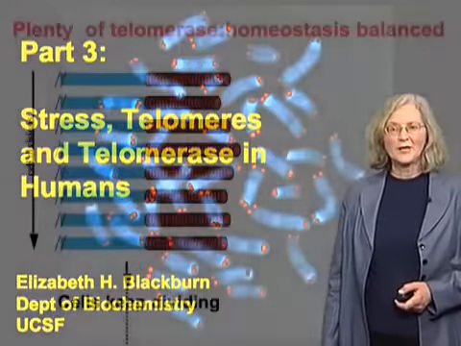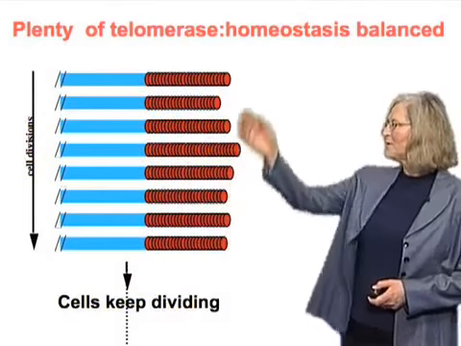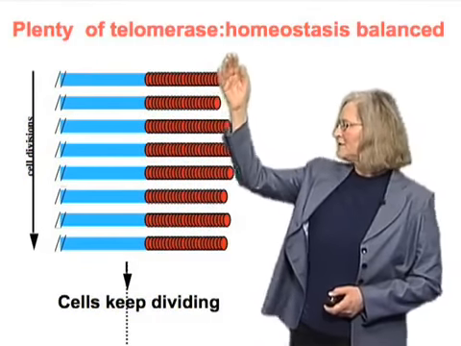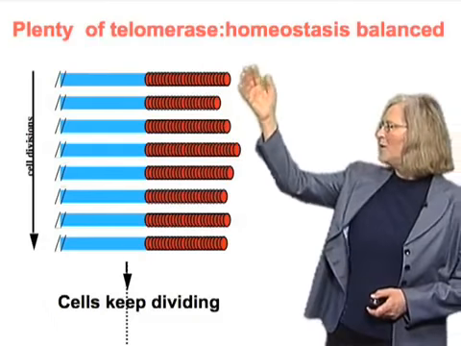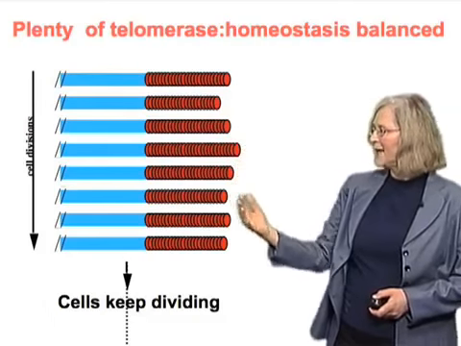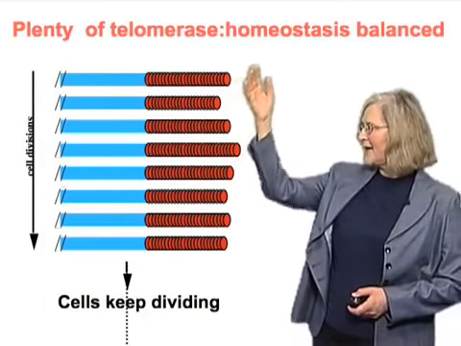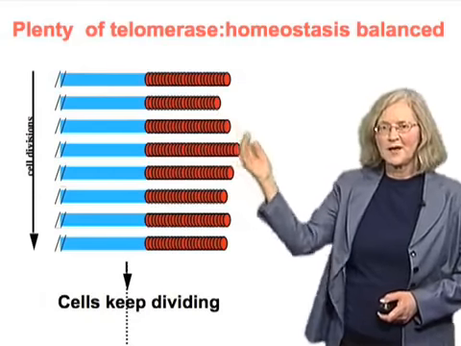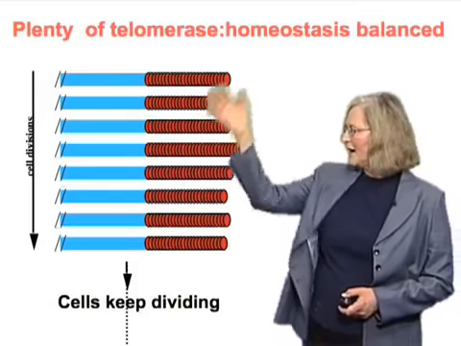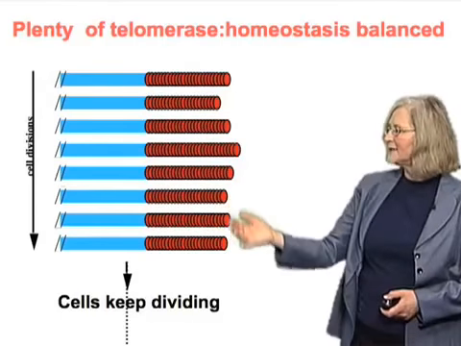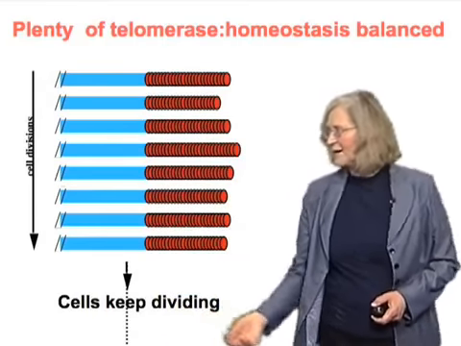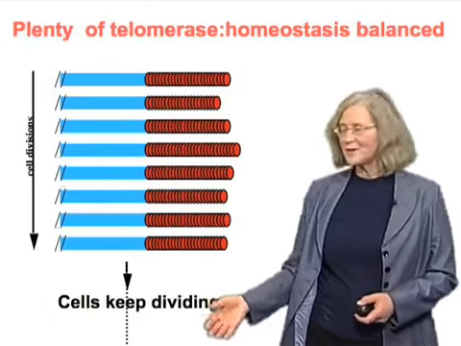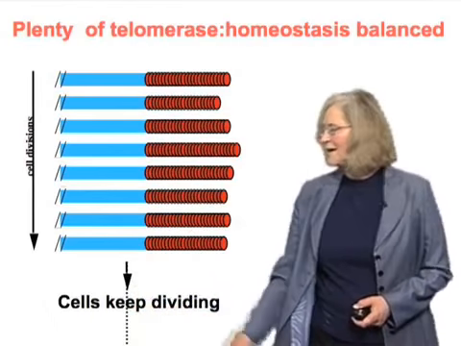In the previous 2 lectures, you'll remember that we talked about the fact that if you have plenty of telomerase, then homeostasis in the sense of telomere length maintenance can be maintained. There's a balance of lengthening and shortening processes on telomeres so that an average length of telomere is maintained and the cells can keep dividing, if there's enough telomerase and other conditions are met, essentially indefinitely.